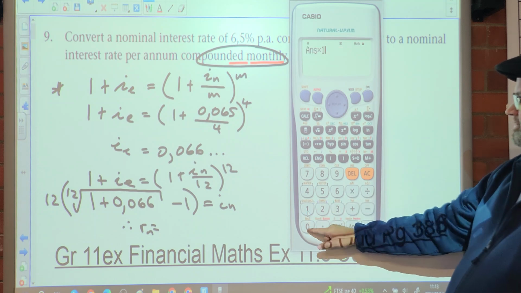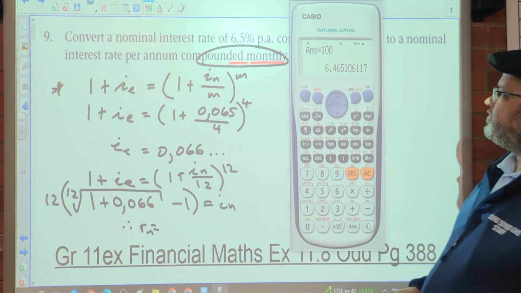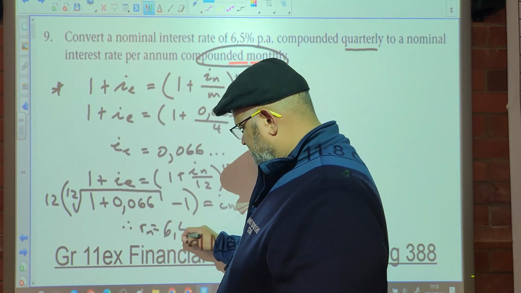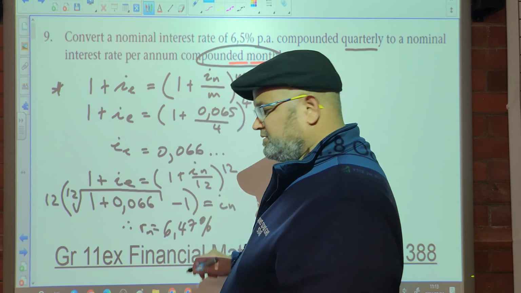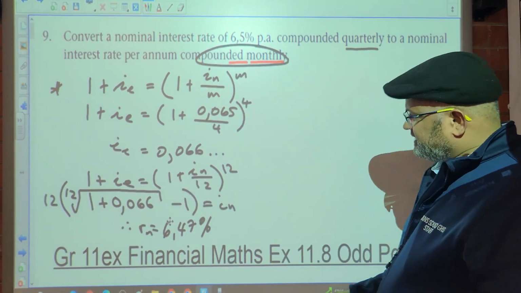And we multiply it by 100, which gives 6.47. Is that correct? Yes. As I said, there's definitely an easier way of doing it.